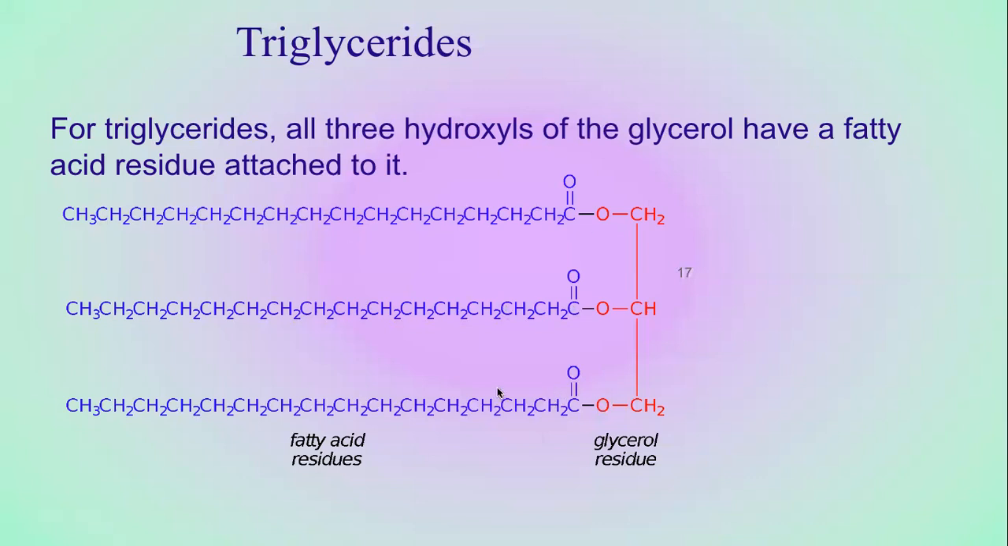fatty acids here. And this might look different, particularly in the fatty acid residue. So these don't always look the same. These might be different. You can have two of the same fatty acid residues and one that's different. I'm going to show in a couple of slides that you can have unsaturated fatty acids here. You can have saturated fatty acids here. So this part is variable, but a triglyceride will always have three fatty acids attached to this molecule here.